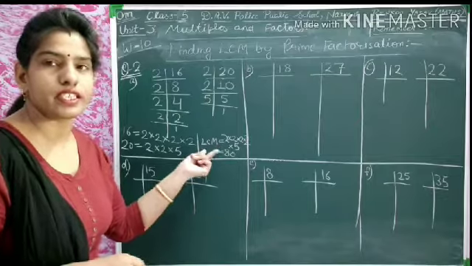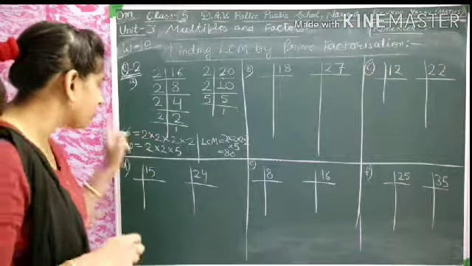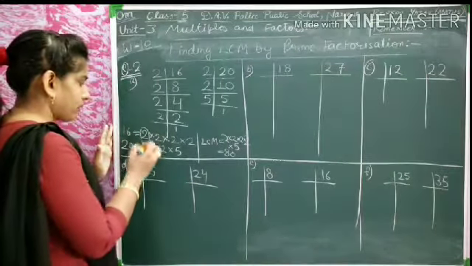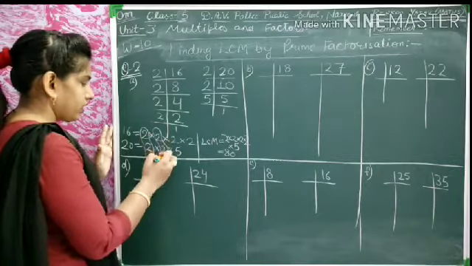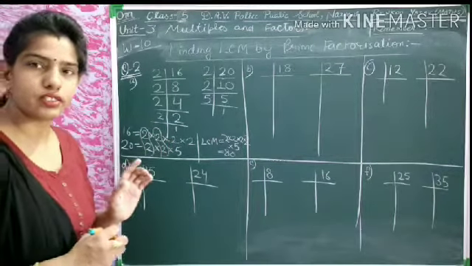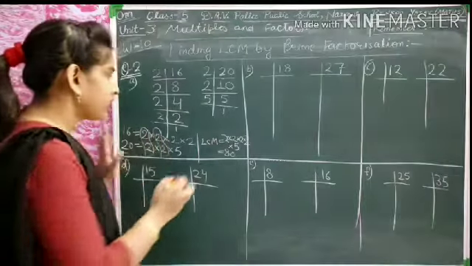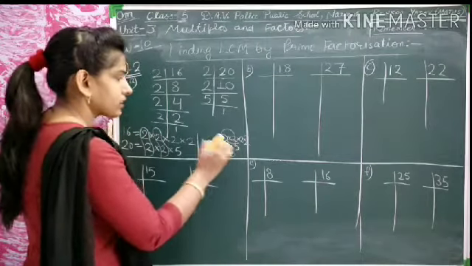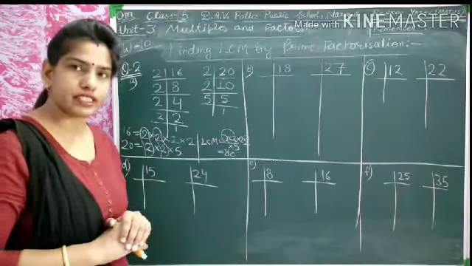In the HCF we have only the common factors. This is the common factor, this is the common factor. We write them as well. Is this clear, students? These are the 2 factors, and this is the HCF here.